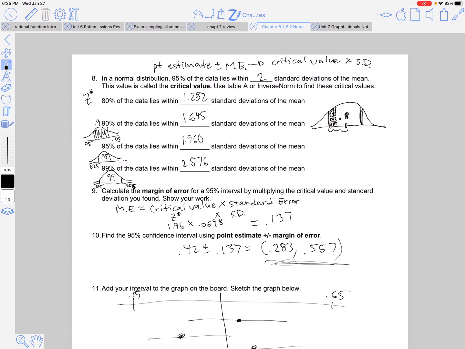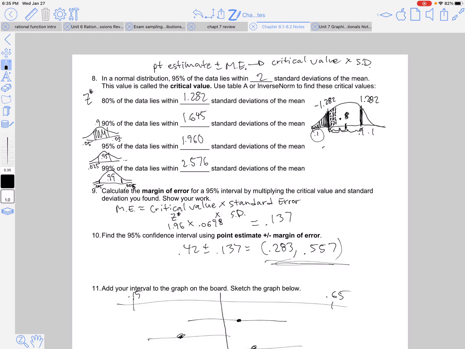To find that value, remember table A always reads from left to right. If I have 80%, that means I have 10% here and 10% there. I can look on table A for 0.1 or for 0.9, either one. They'll both give me the same z-score. This one will give me a -1, and I just drop the negative, and this one will give me a +1. So if I capture 80% of the data, I can go out as far as 1.282 standard deviations that way and 1.28 standard deviations that way. We just ignore the negative if we do 0.1.